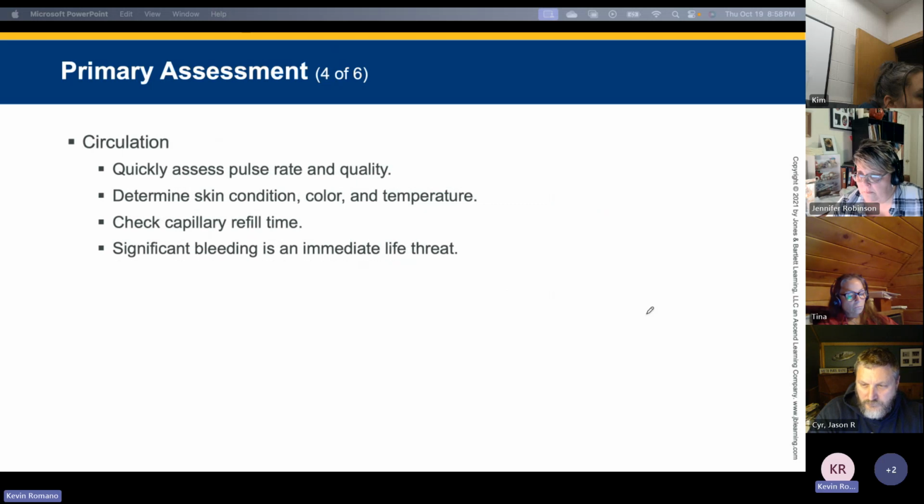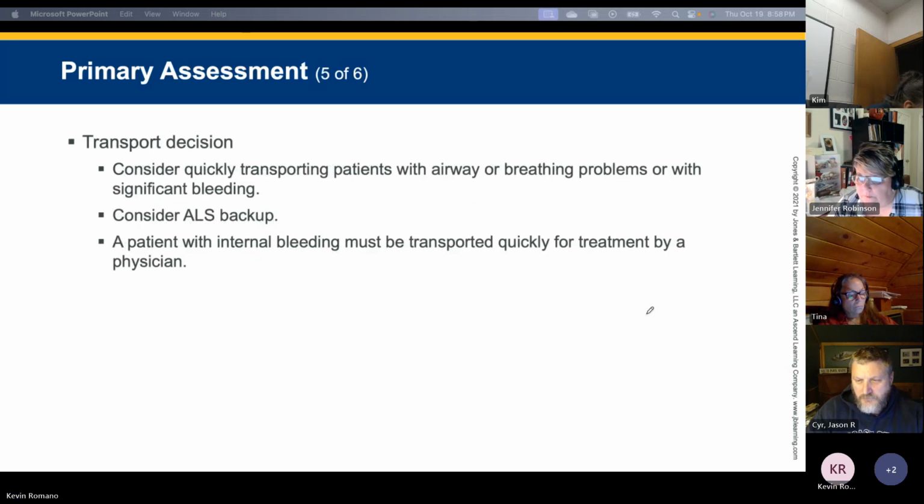Circulation. Assess for pulse rate, regularity, rhythm, and quality. And significant bleeding is an immediate life threat, so we need to make sure we're treating that. Right. The transport decision: consider quickly transporting the patient with airway or breathing problems or with significant bleeding.